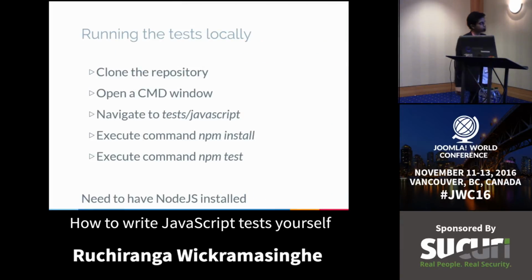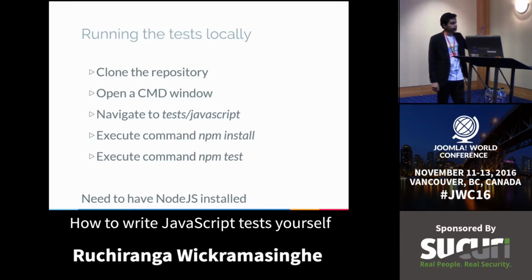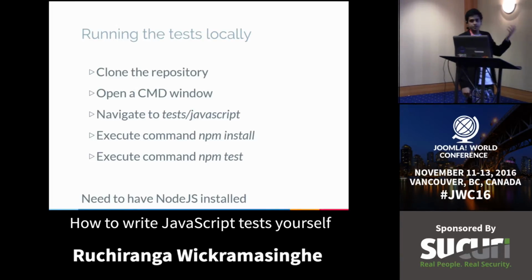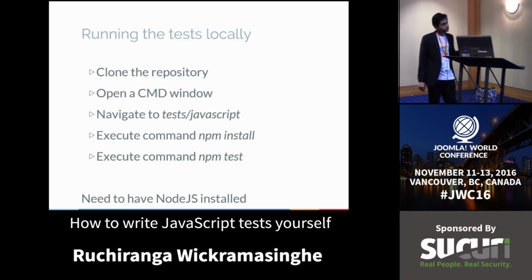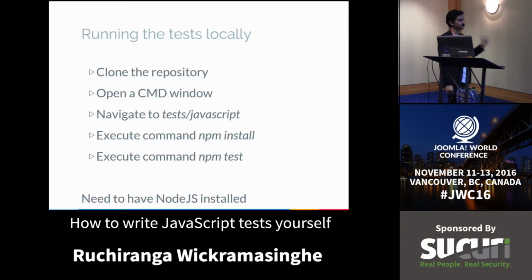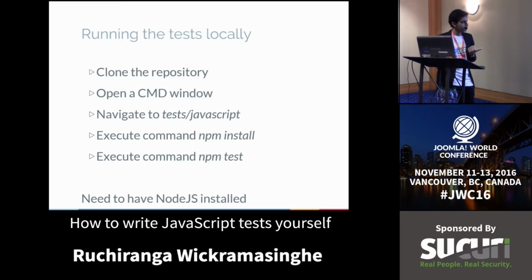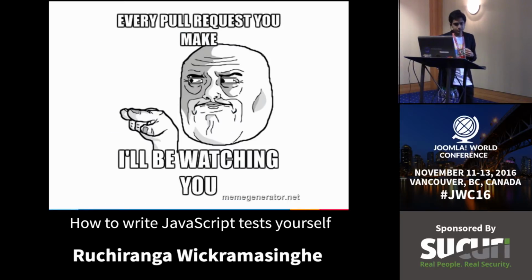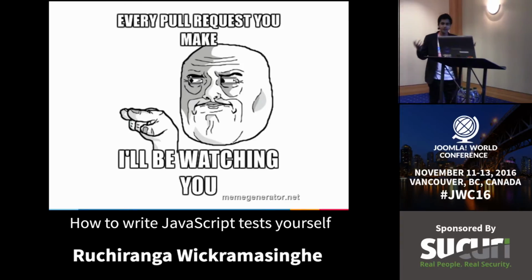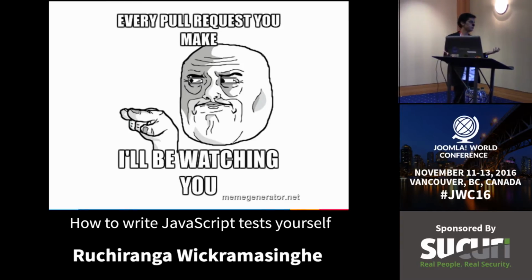So to run the tests locally, there are 5 simple steps that you need to follow. You need to clone the repository, open a command window, navigate to the tests JavaScript folder, and execute the command npm install. That installs all the dependencies that you need to run the test cases. And once that is done, you need to execute npm test, and the JavaScript tests will run. One thing you need to know is that you need to have Node.js installed. To run the tests on Travis, you do not have to do anything. Travis is watching you. Whenever you make a pull request, it will run.